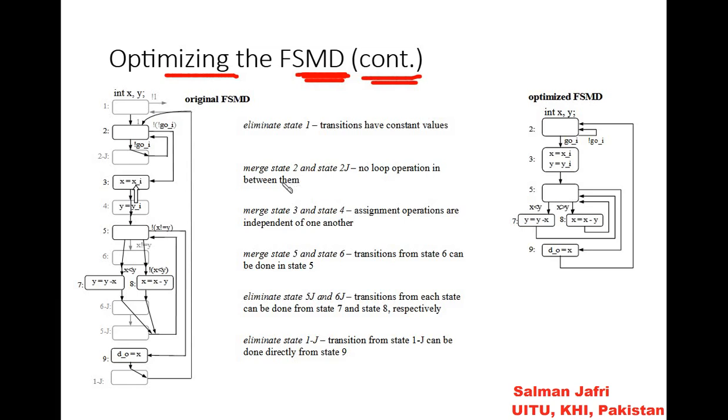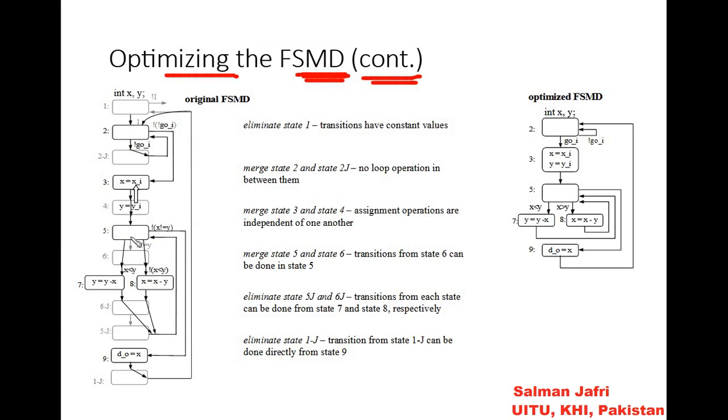Then of course we could merge state 2 and state 2j. Why? Because there was no body of the loop between 2 and 2j. What was 2 and 2j? G0 underscore I loop. So we could merge these two. So after the first optimization we have a single state 2. Then of course we have state 3 and 4, which are merged into state 3. Then of course we could merge state 5 and state 6.